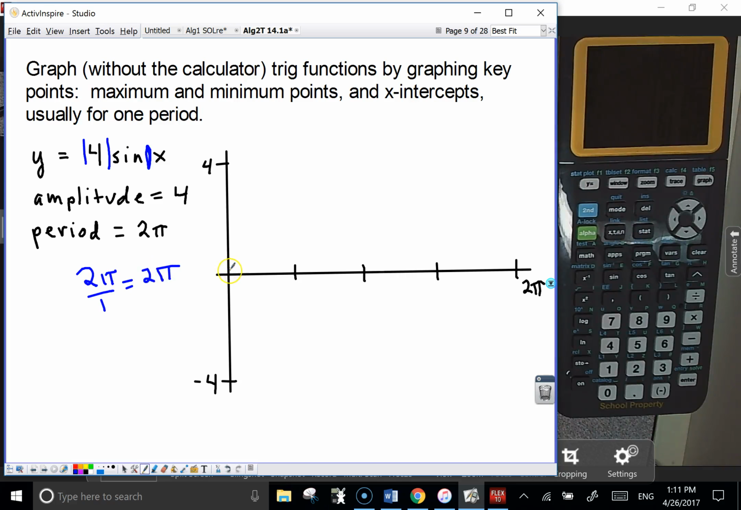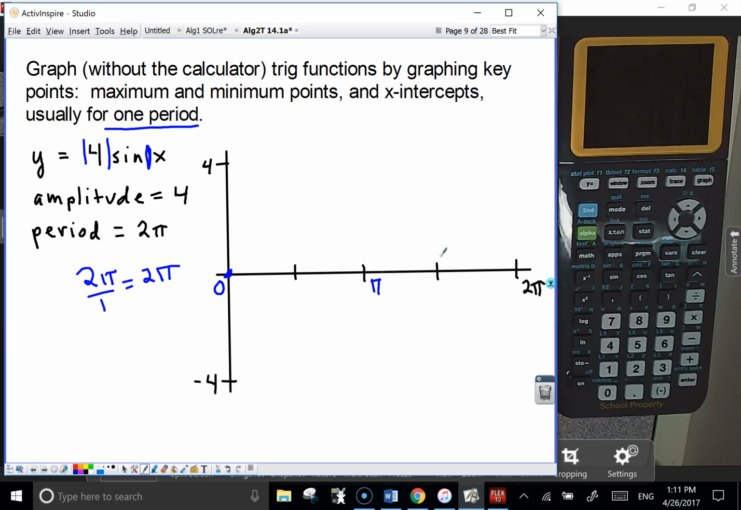So I'm going to label this, because I said just for one period. That's all we're going to draw. I'm going to start at 0, and I'm going to take it all the way to 2 pi. So I can label in between. This is pi, and I'm just going to leave it at that. We know that's pi over 2 and that's 3 pi over 2.